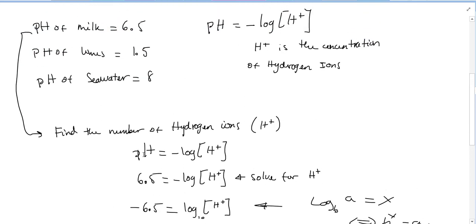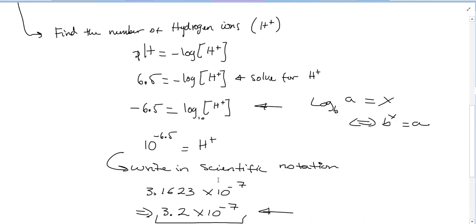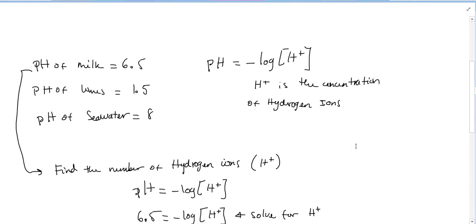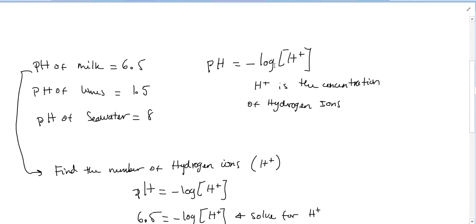And so I did an example of, given the pH, how do you find the hydrogen ions, the hydrogen concentration? But what if you're given the hydrogen concentration and you want to find the pH? Calculate the pH. So in this case, we're given the hydrogen ion concentration of a sample of tomato juice is 3.2 times 10 to the -4. Calculate the pH.